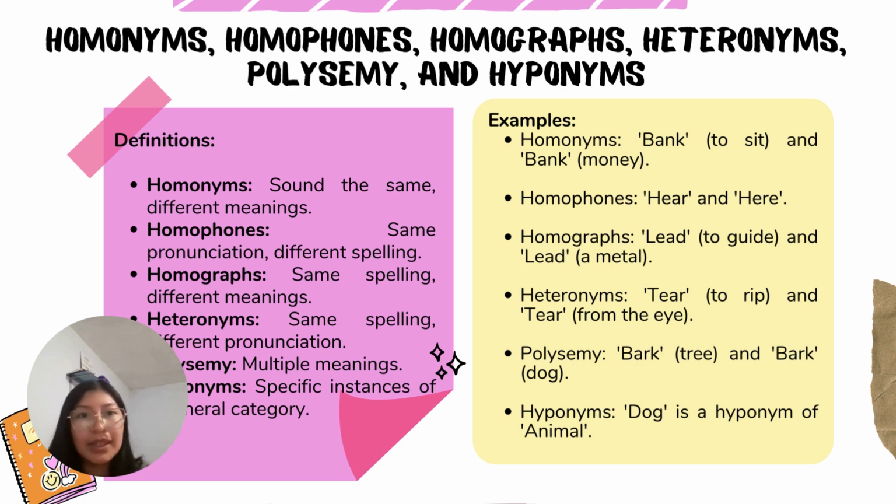Heteronyms are spelled the same but pronounced differently. For example, like "tear" to rip and "tear" from the eye. And polysemy is when a word has multiple meanings. For example, like "bark" of a tree and "bark" of a dog. And finally, hyponyms are specific instances of a general category. For example, like "dog" is a hyponym of "animal."